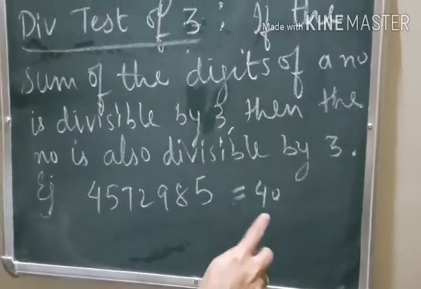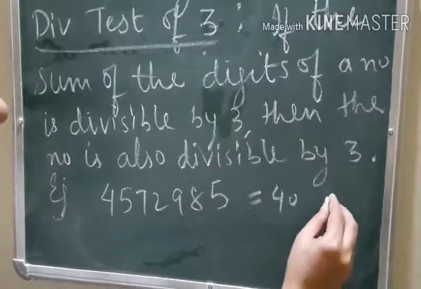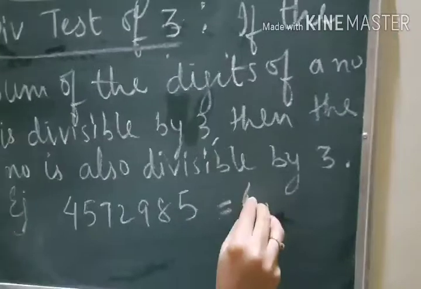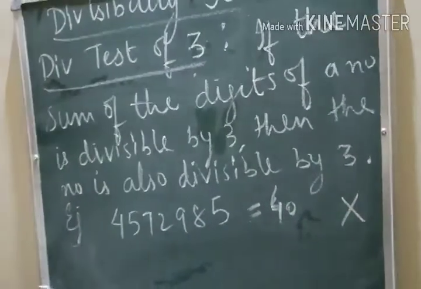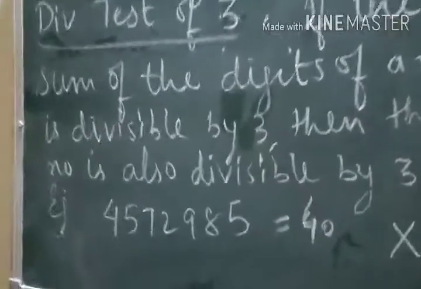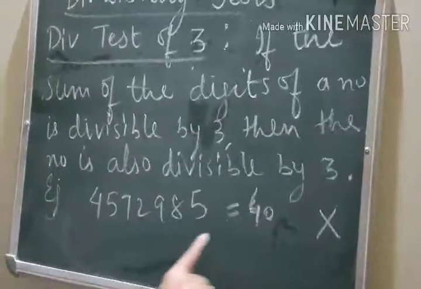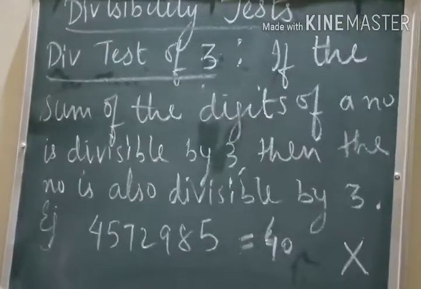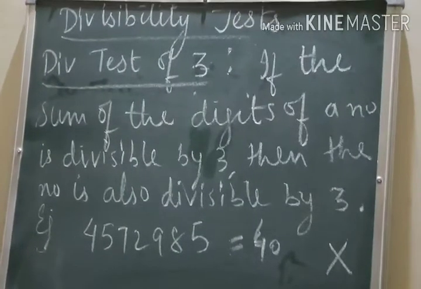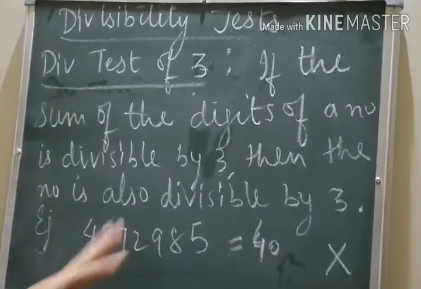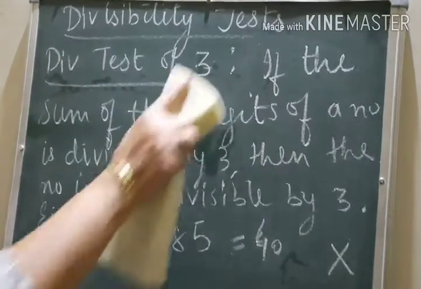Now you have to check, is 40 divisible by 3? No, 40 doesn't come in the table of 3. So that means 40 is not divisible. So this number will also not be divisible. Right? So this is how you have to check for the divisibility test of 3. You have to add up all the digits of a number. If the total of all those digits is divisible by 3, then the whole number will also be divisible by 3.